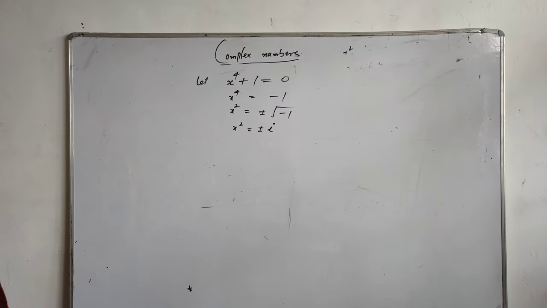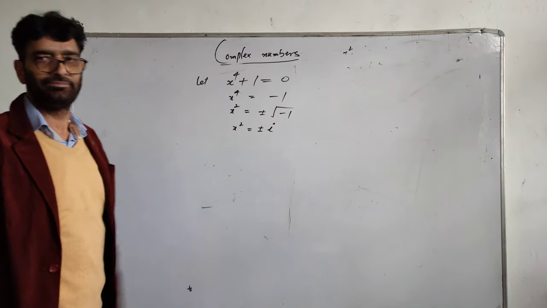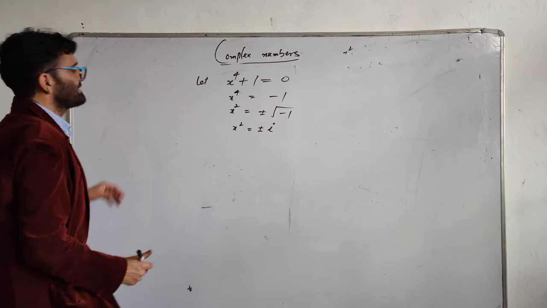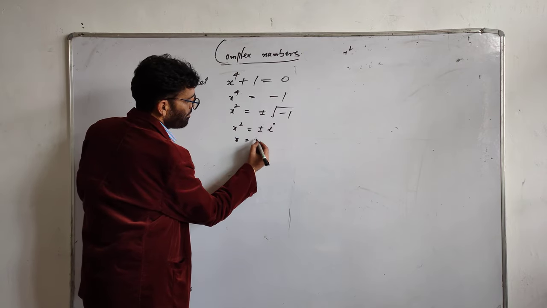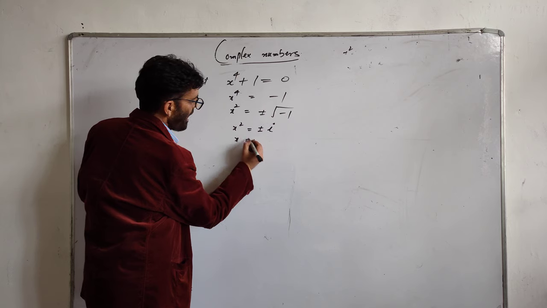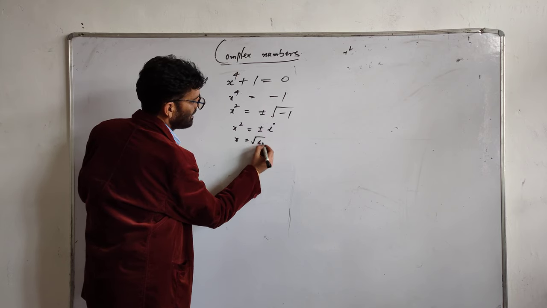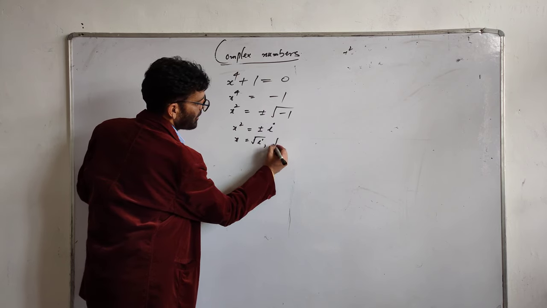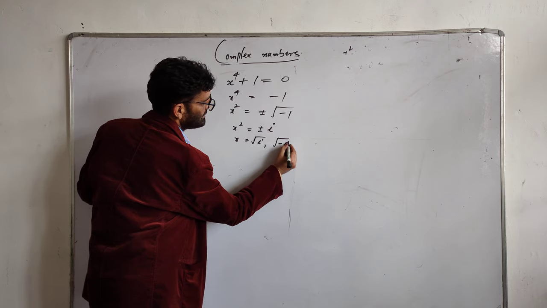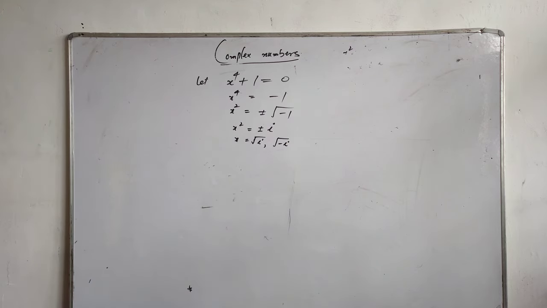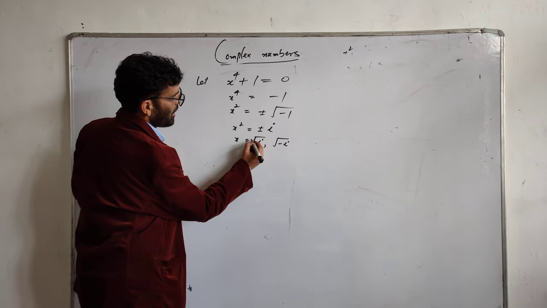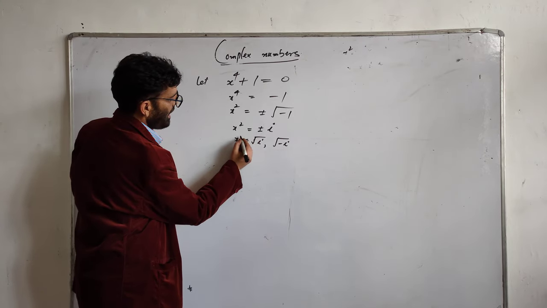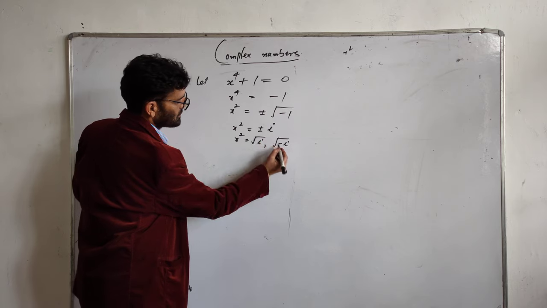That's why, because under root of minus 1 is iota. And remember this: if x square is equal to iota, and x square is equal to minus iota, it is obvious from here.